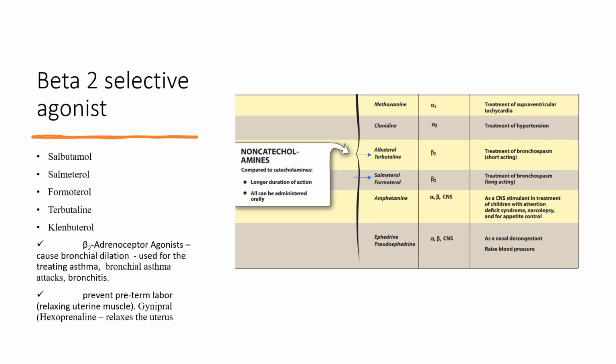They also prevent preterm labor by relaxing uterine muscle, for example hexoprenaline, which causes a relaxation of the uterus. On the right side of the slide you can see the pictures of albuterol and terbutaline. These are the short acting beta 2 agonists, and these are not used for prophylaxis. Salmeterol and formoterol are used in prophylaxis, and these are long acting.